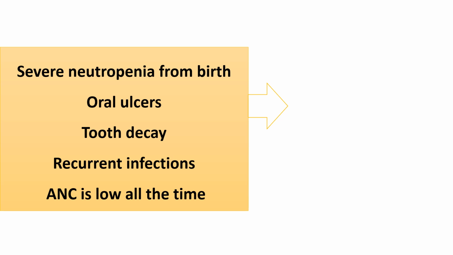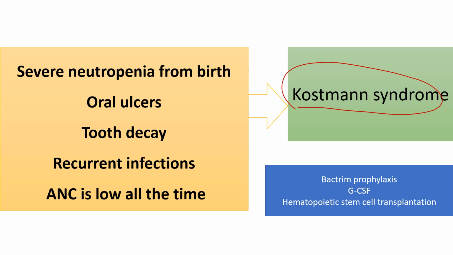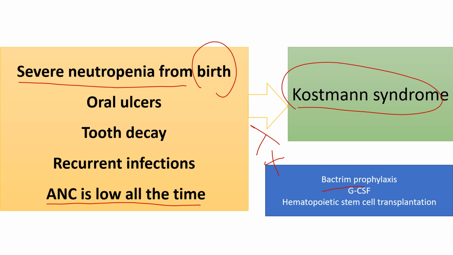Severe neutropenia from birth, oral ulcers, tooth decay, recurrent infections, and ANC is low all the time. What is the most likely diagnosis? Kostmann syndrome. The key points here are severe neutropenia from birth, congenital, and ANC is low all the time. The treatment here is bacterial prophylaxis, granulocyte colony stimulating factor, and hematopoietic stem cell transplantation.